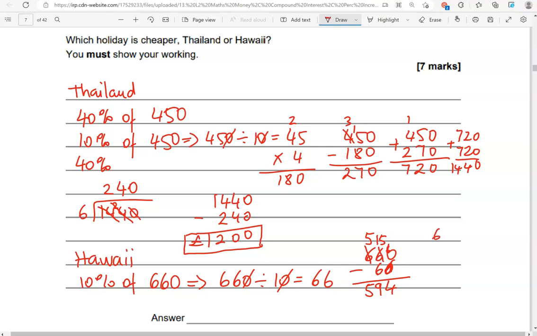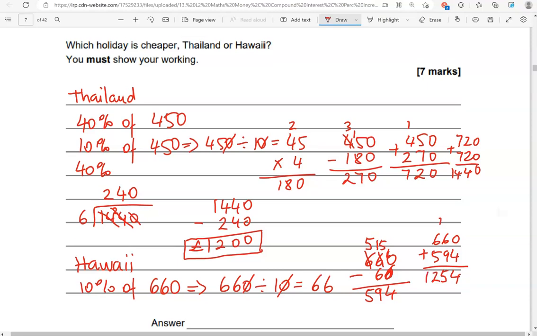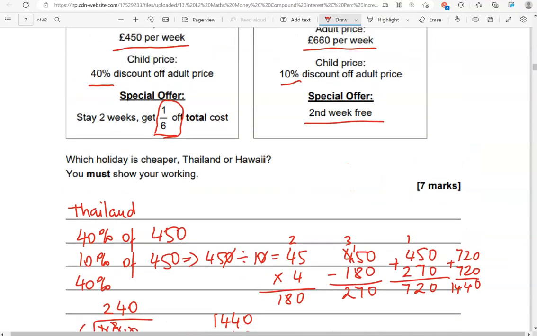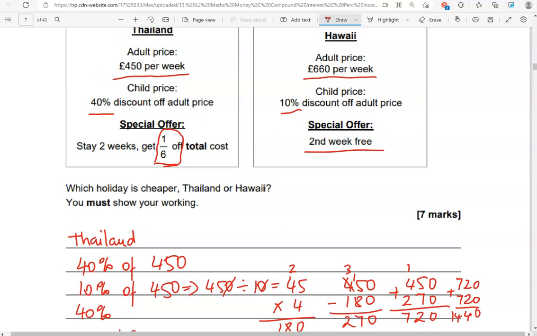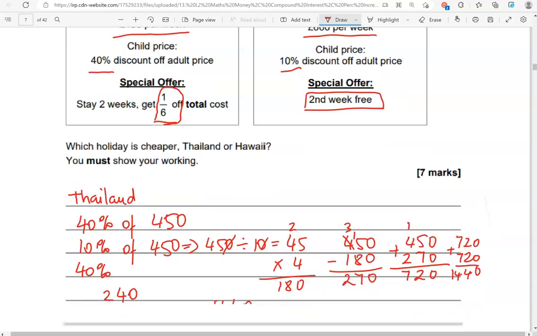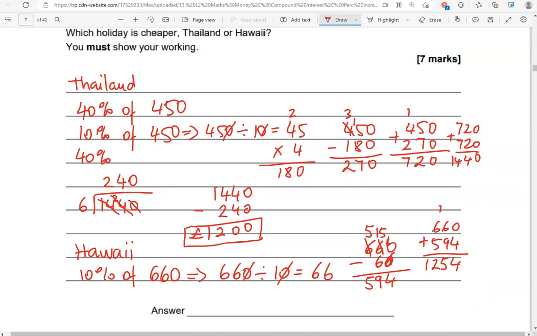The adult price is 660, so if we add 594 to this, it should give us the total price for the child and the adult. So 0 and 4 is 4, 6 and 9 is 15, so 5 down, 1 carried over, 6 and 5 is 11, and the 1 is 12. So this is the price you have to pay per week. Special offer, second week free. So this will be the total that they will pay for both weeks.